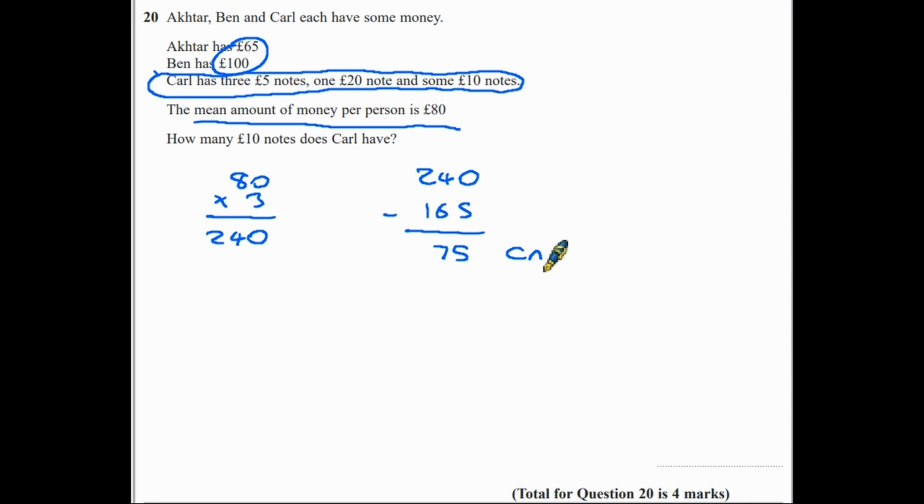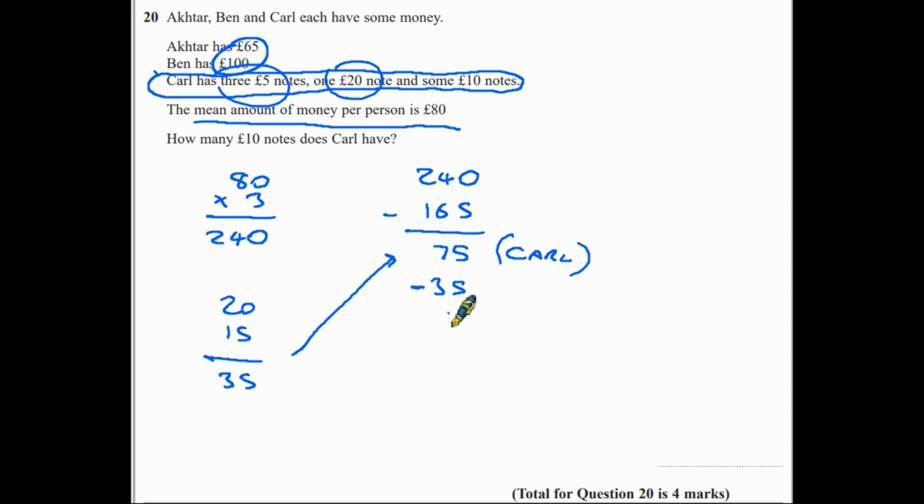So that is Carl's total money. Now, we know he has a £20 note and we know he has 3 5s. So that's a 20, 3 5s is 15, so that adds up to £35. In total, he has 75. We know that 35 of it is in 5s and 20s. Take that away. That must mean the other £40 must be the £10 notes. Therefore, he has 4 of them.